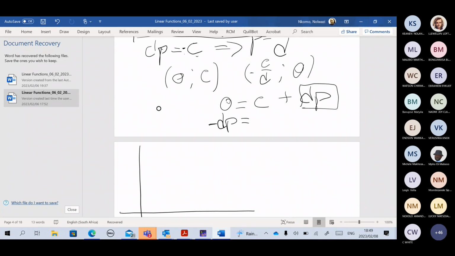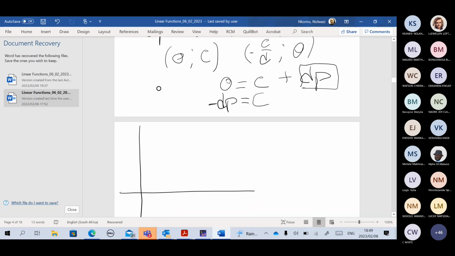the sign changes, right? So we have minus dp is equal to C, right? Okay, our aim is to find P, not minus dp. So we need to get rid of minus d. We can just divide by minus d on both sides. And if we do that, minus d and minus d will cancel out, and we'll have P is equal to minus C over D. Oh, okay, okay, thank you.